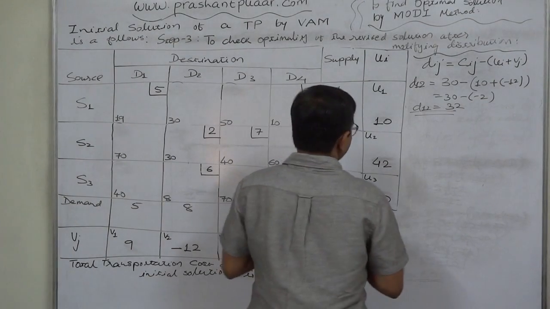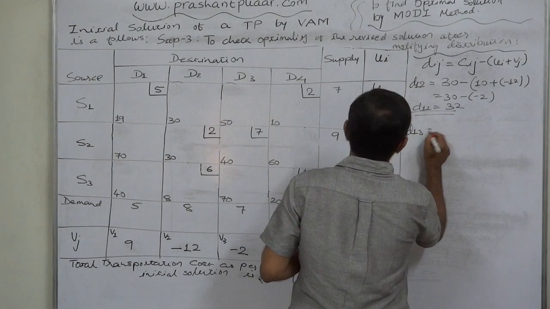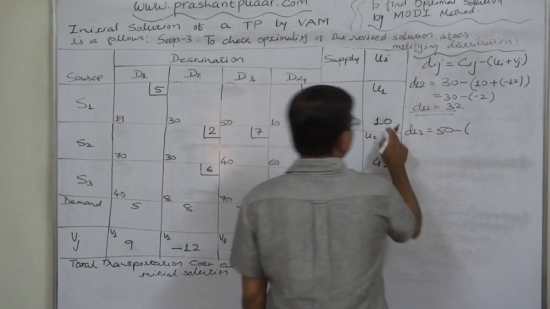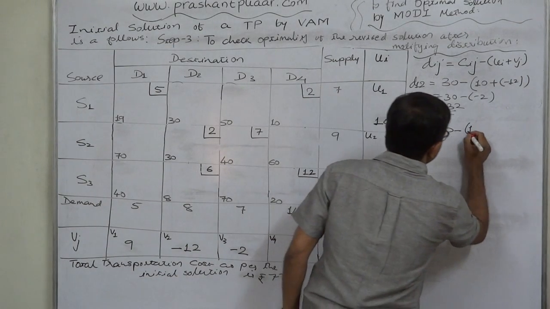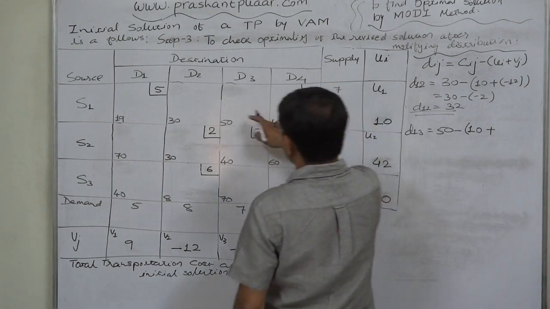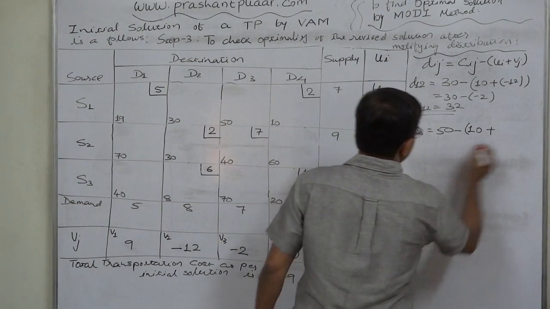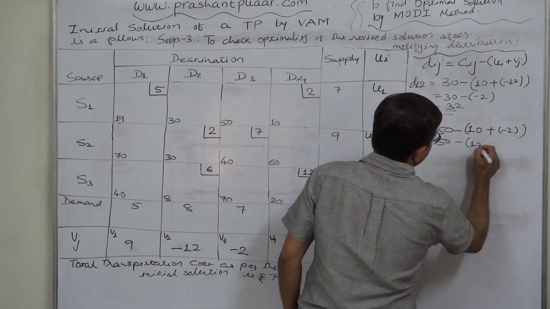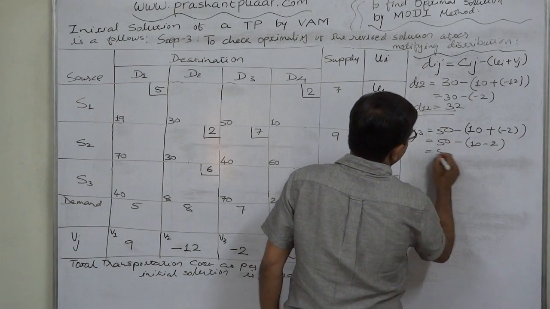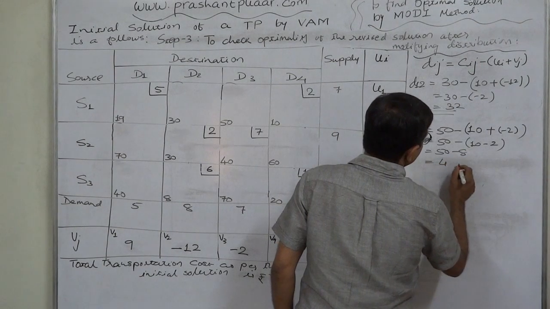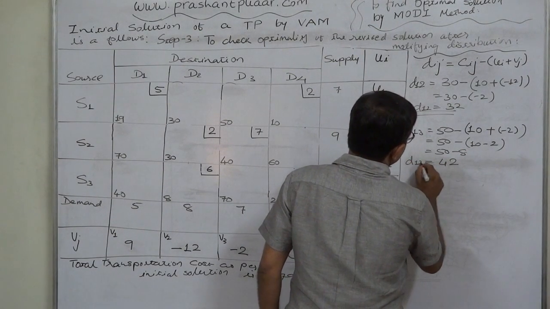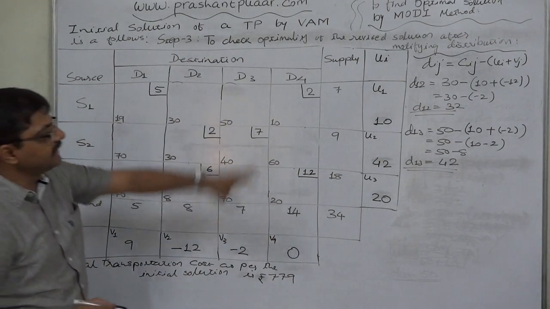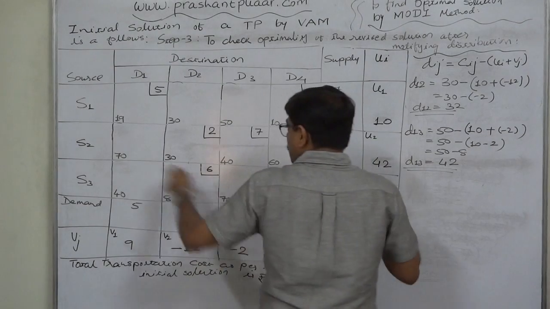Now cell 1, 3. Let us calculate D13. The relevant C is 50. Minus sign according to formula. Relevant U is 10. Plus sign according to formula. Relevant V is minus 2. 50 minus into brackets 10 minus 2. 50 minus 8. So it comes to 42. But the important thing is D13 or opportunity cost of cell 1, 3 is positive.